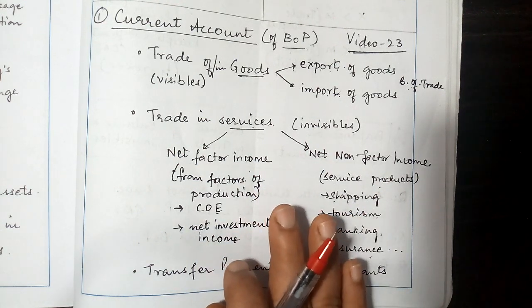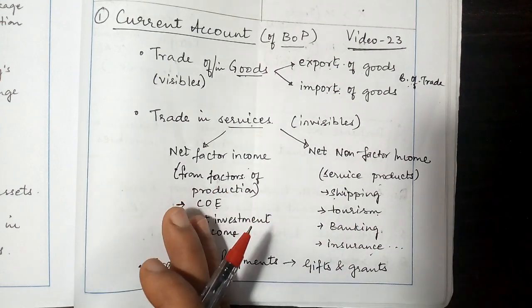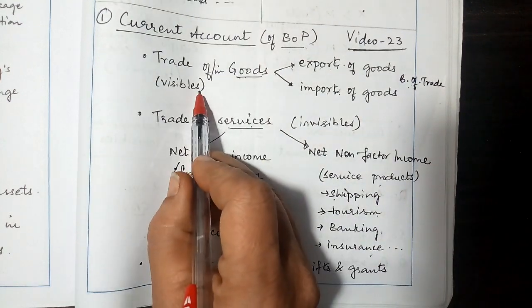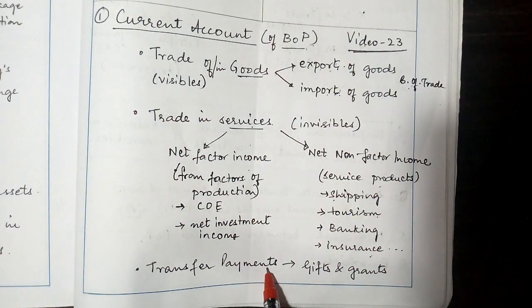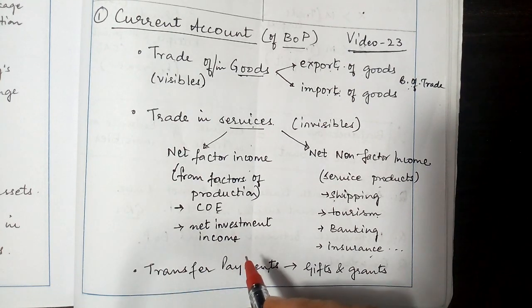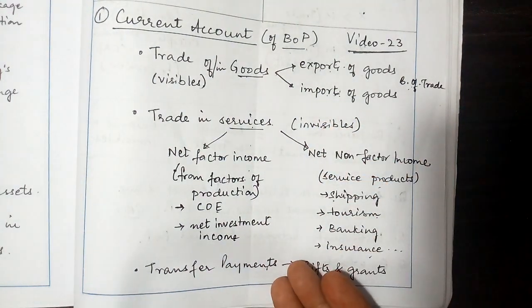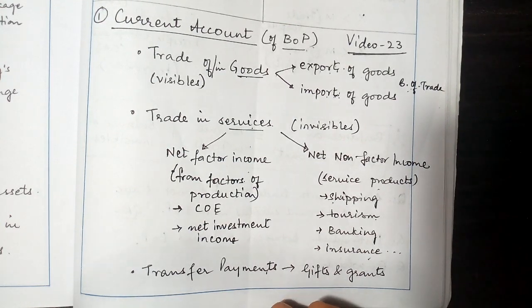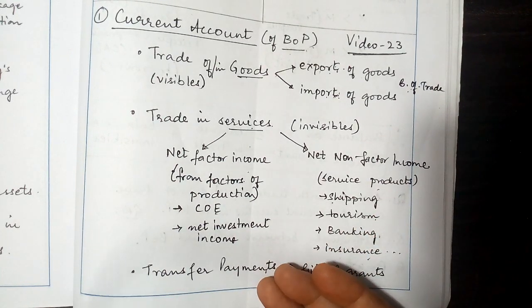The current account is said to be in surplus when receipts from the value of export of visible items, invisible items and transfer payments is greater than the value of import of visible items, invisible items and transfer payments. When the export is more than import, it is said to be current account surplus.